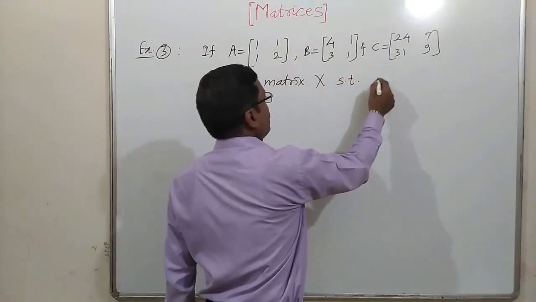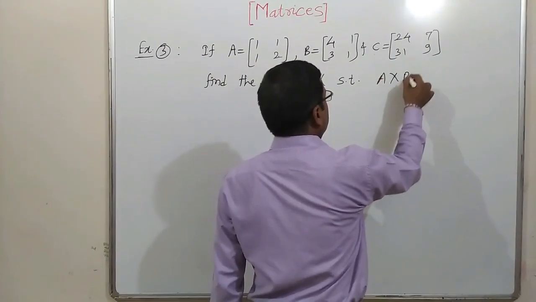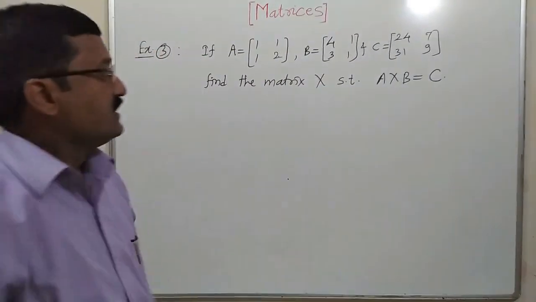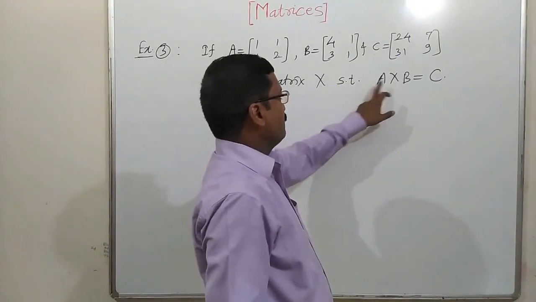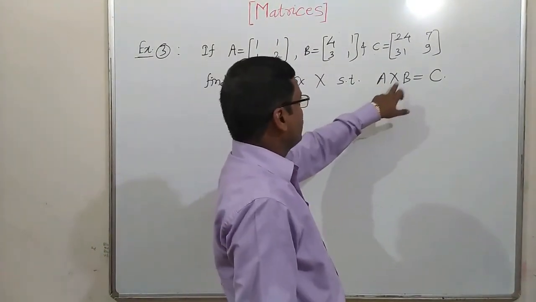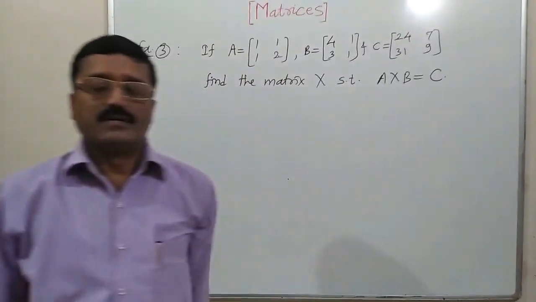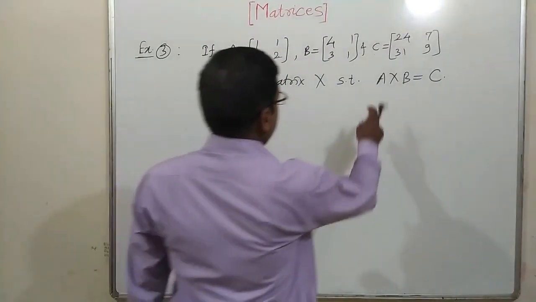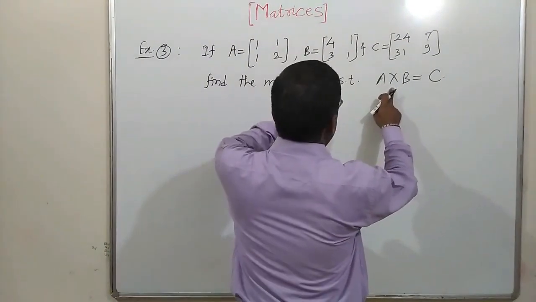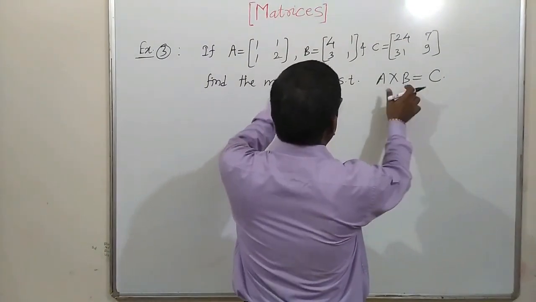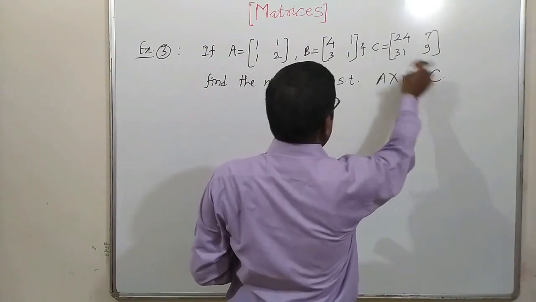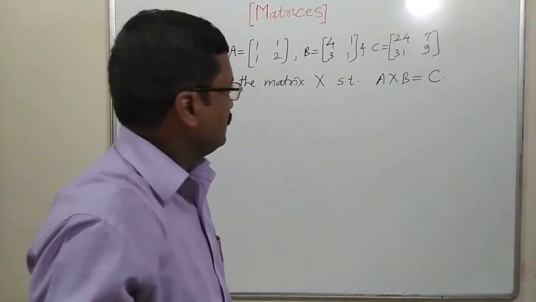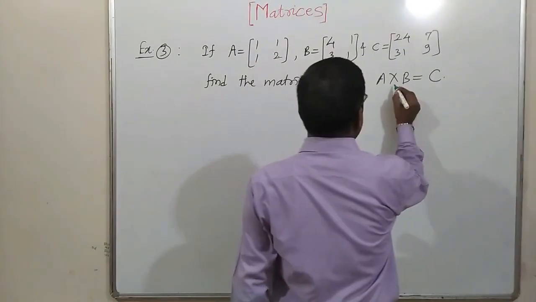such that AXB is equal to C. This is X, not the multiplication of A and B. So A, X and B is equal to C. In this example, the multiplication of three matrices A, this unknown X, and B is given as C. In this case we have to find this matrix X.